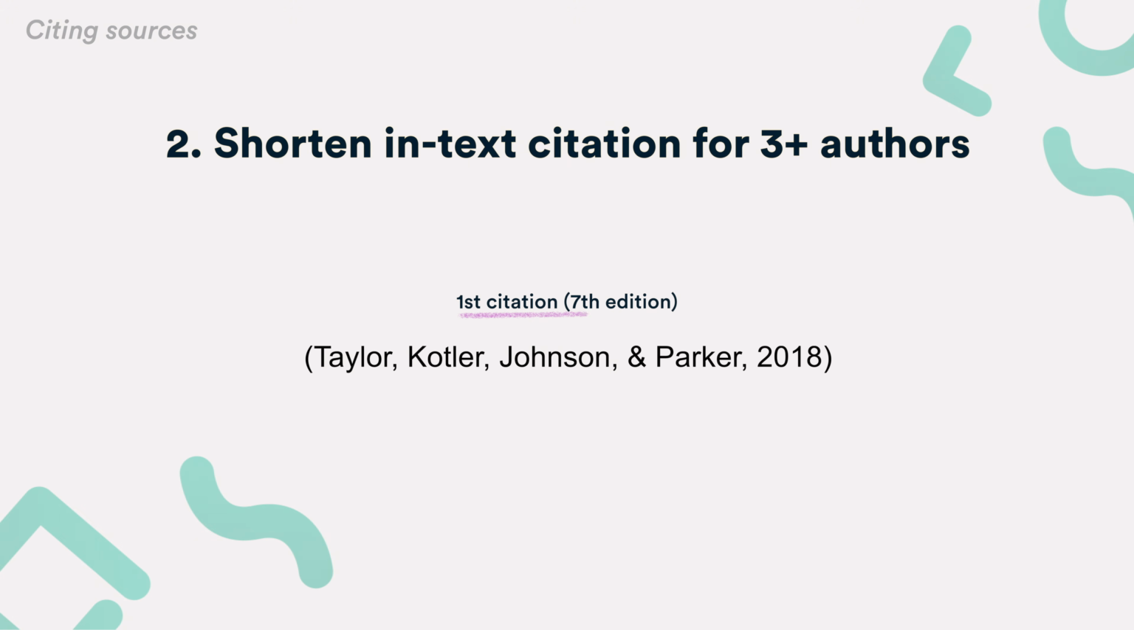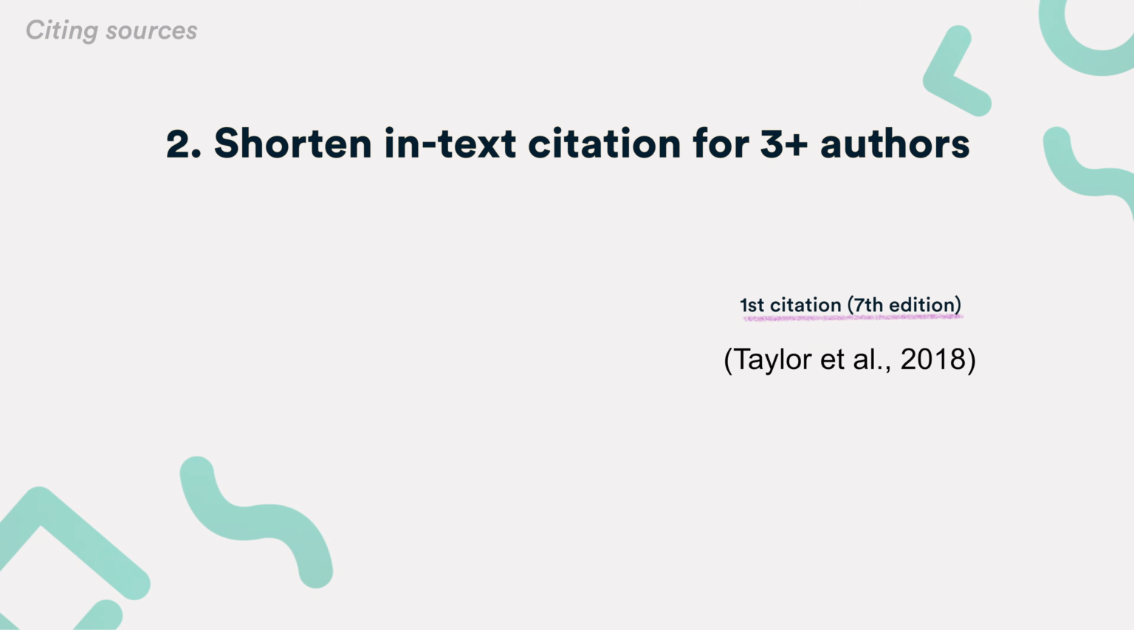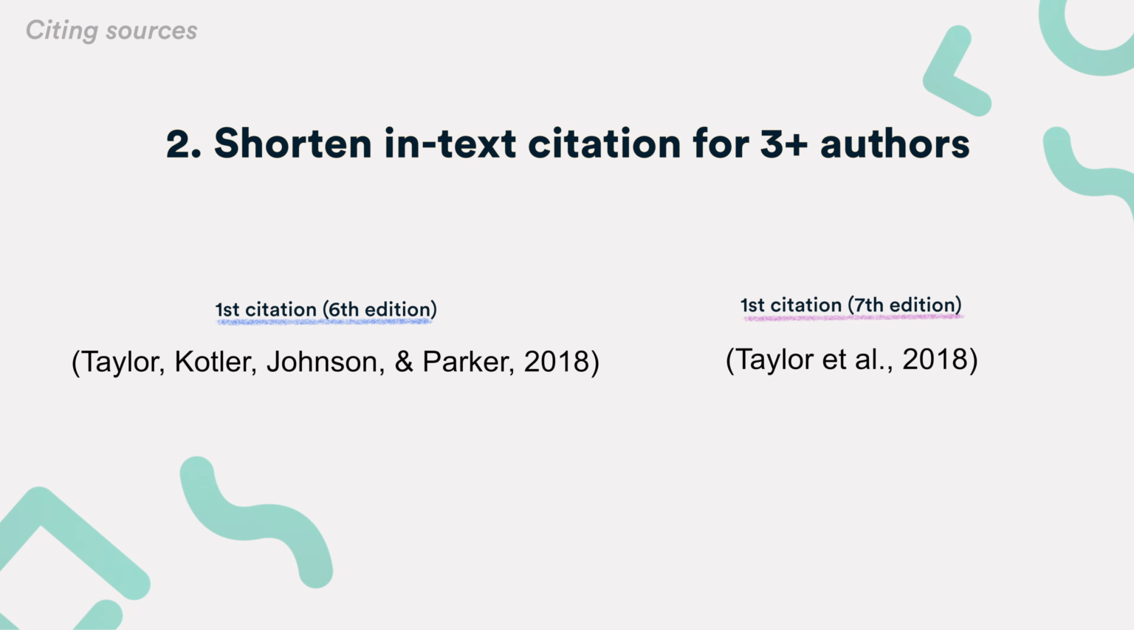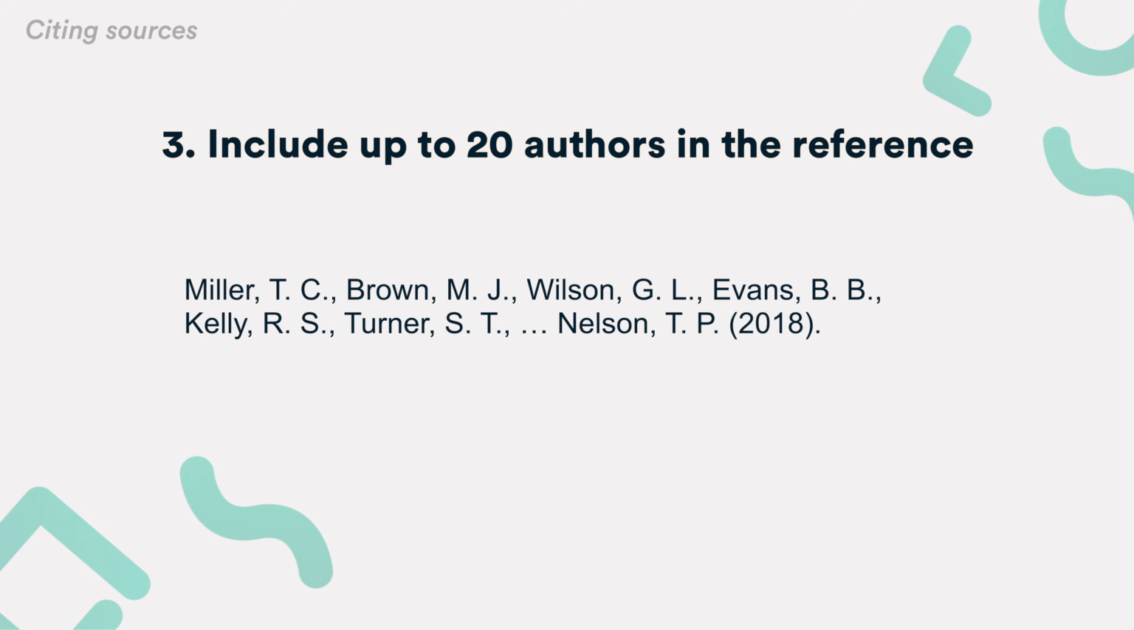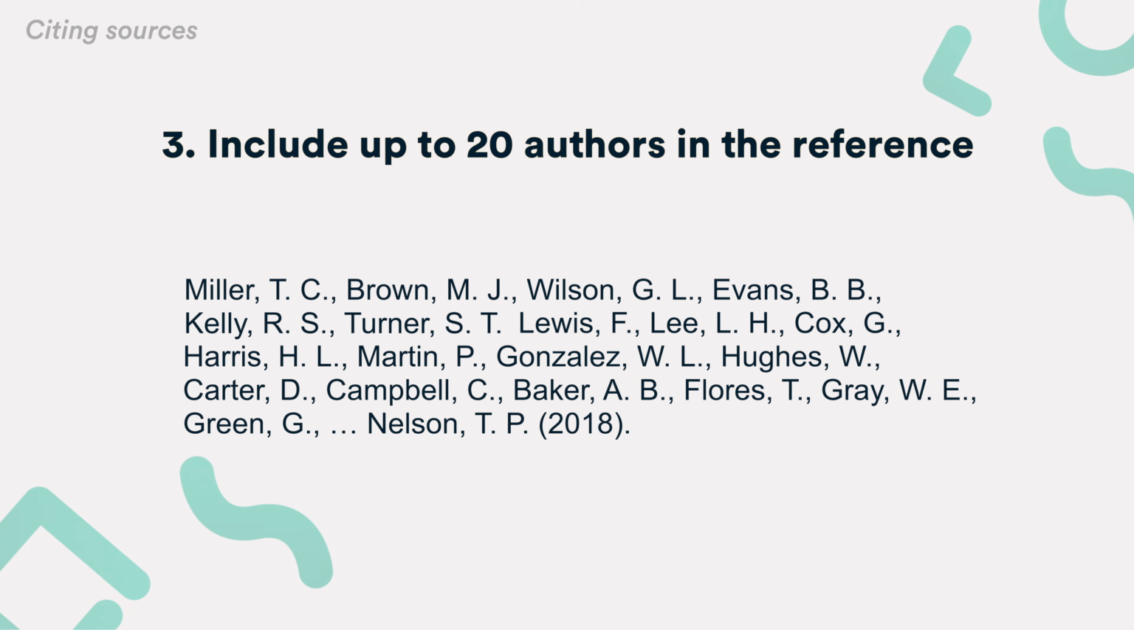Number 2. The in-text citation for works with 3 or more authors is now shortened right from the first citation using et al. In the 6th edition, sources with 3, 4, or 5 authors were given in full the first time the source was mentioned. Number 3. You should include surnames and initials for up to 20 authors in the reference list. In the 6th edition, it was up to 7.